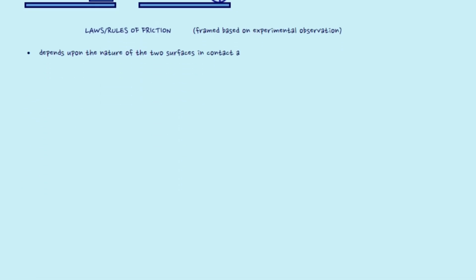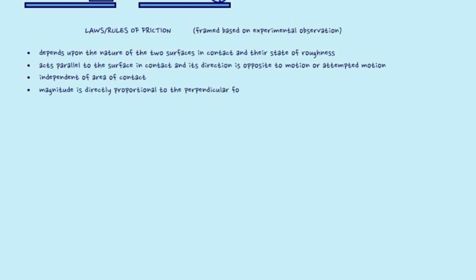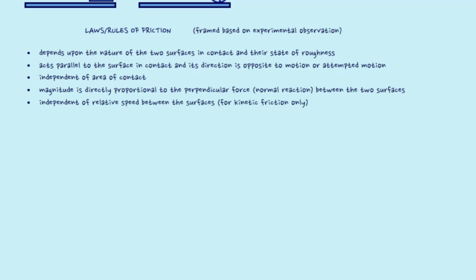At first, the frictional force, static as well as kinetic, depends upon the nature of the two surfaces in contact and their state of roughness. Then, the frictional force, again for static as well as kinetic frictions, always acts parallel to the surface in contact and its direction is opposite to motion or attempted motion. Then, the frictional force is independent of area of contact between the two surfaces.